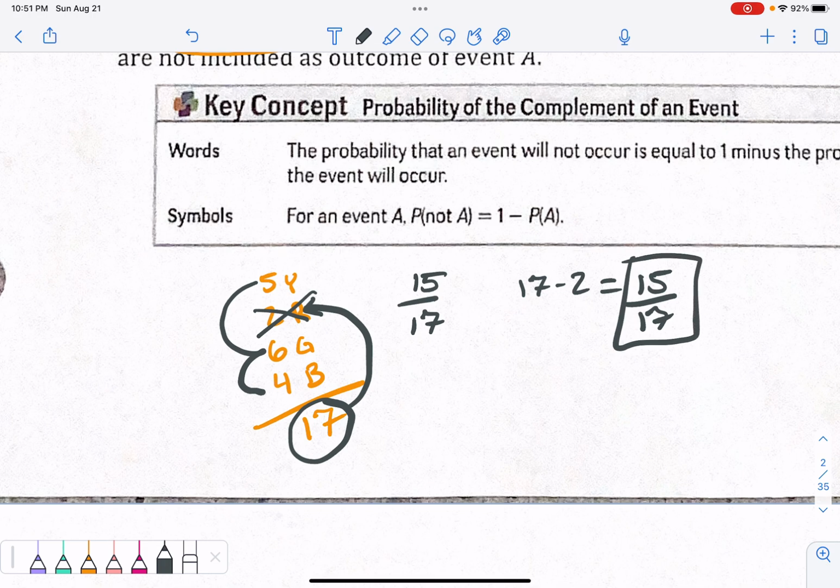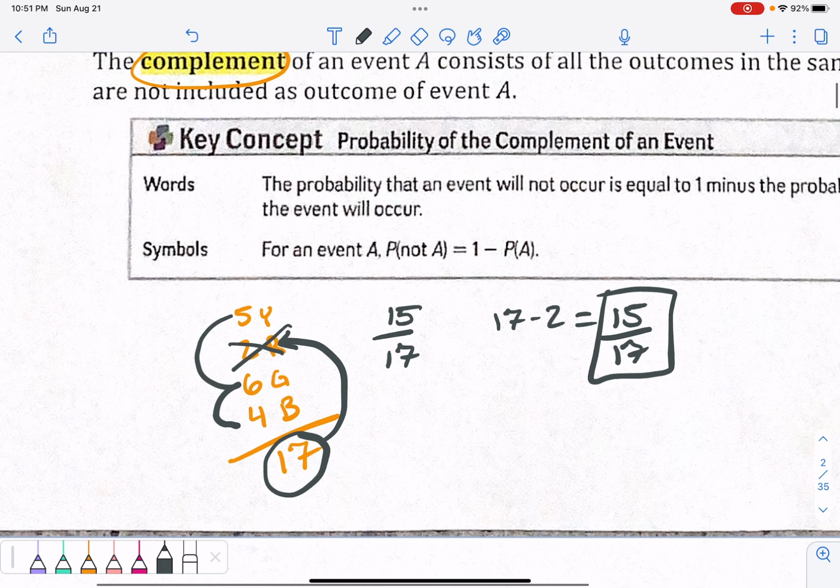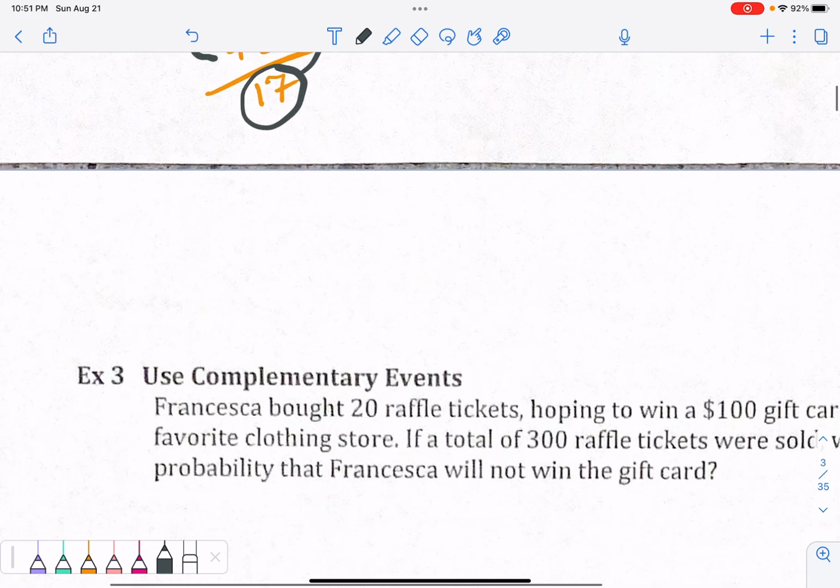So either way you do it, you're going to get the right answer, but doing the complement is actually like subtracting it out. You're taking that 17, or that whole number, minus the probability of getting a red, and you're subtracting it out. That's something called the complement.